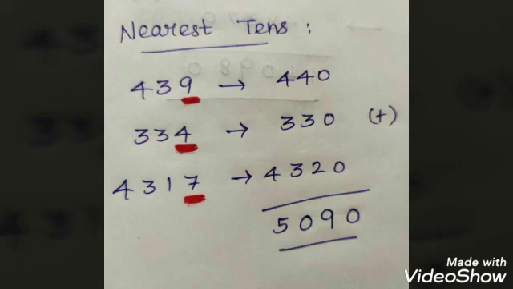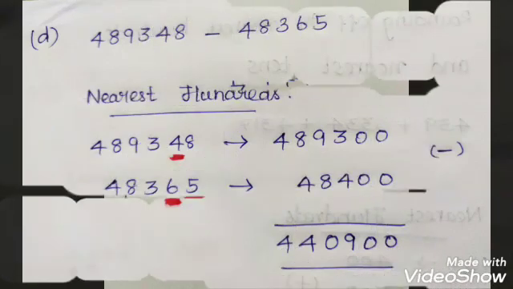Next, 4,317. 7 is greater than 5. So the next digit is increased by 1. So 4,320. So if we add, what will we get? 5,090. Is this clear? Right. I think you will have a better idea about rounding off. The next question.